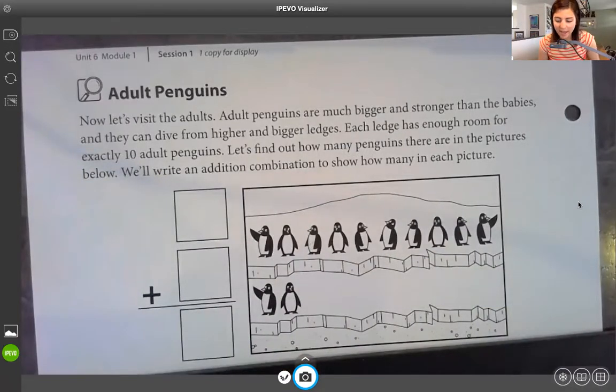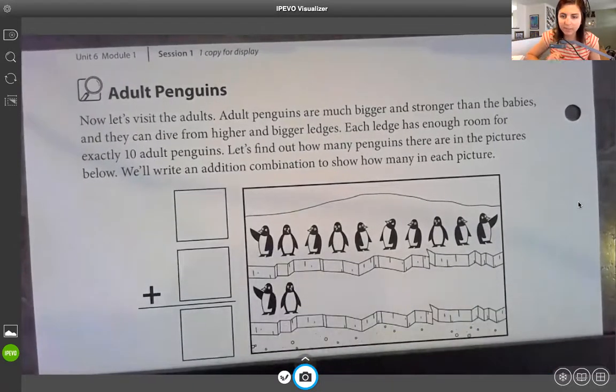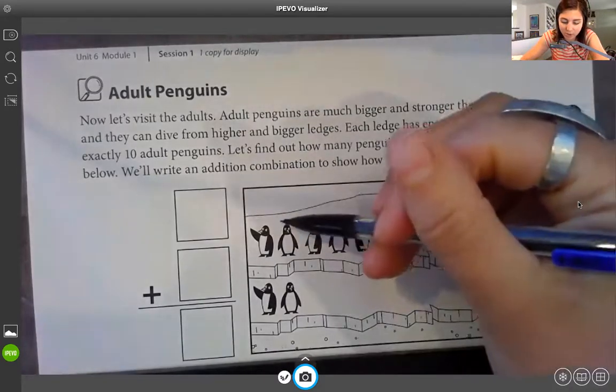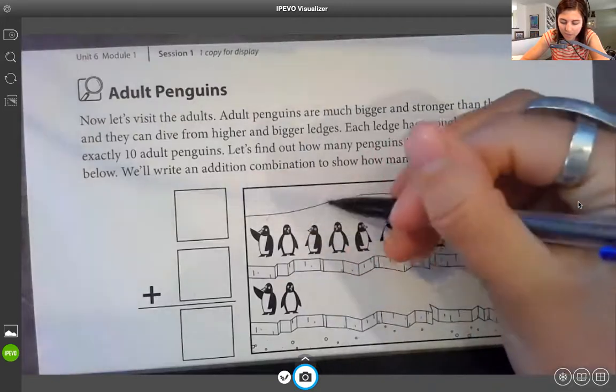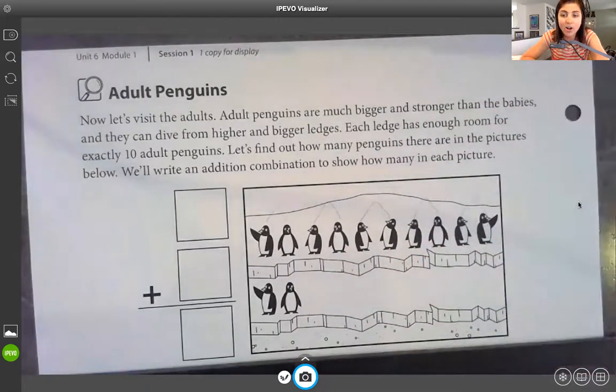Let's find out how many penguins there are in the pictures below. We'll write an addition combination to show how many in each picture. So let's take a look. Is this ledge completely full? Yeah, let's double check though. I'm going to count by 2s rather than 1s. So I know that's 2, 4, 6, 8, 10. There are 10, so this is completely full.